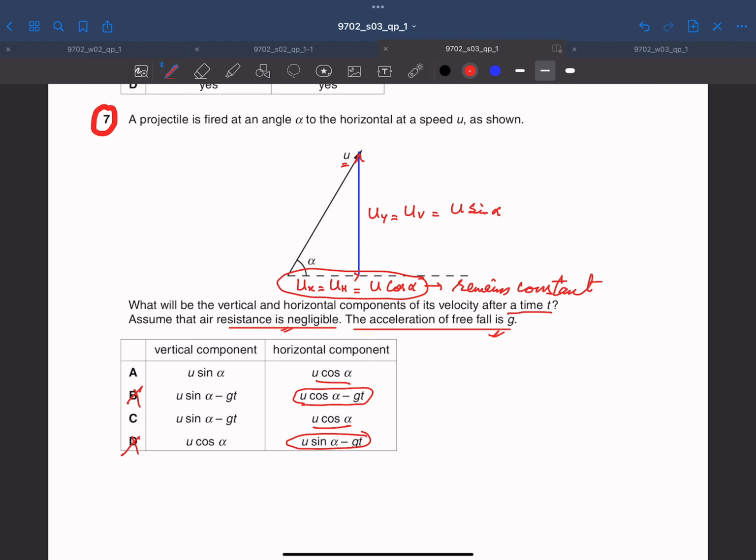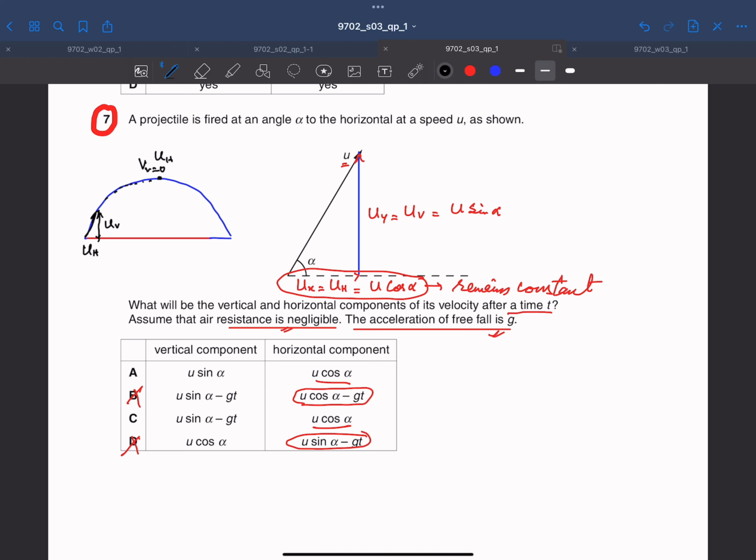Now if we are talking about the vertical component, we have been studying that in projectile motion the horizontal component remains the same throughout, but the vertical component changes. Even at the highest point, the horizontal component will be the same, but the vertical component becomes 0. But they are not talking about the highest point. They are just saying the velocity after time t.